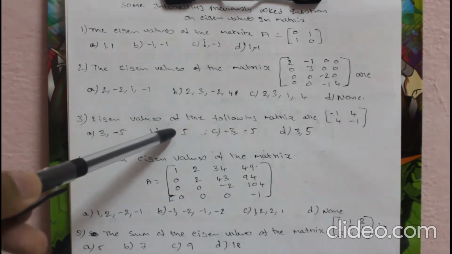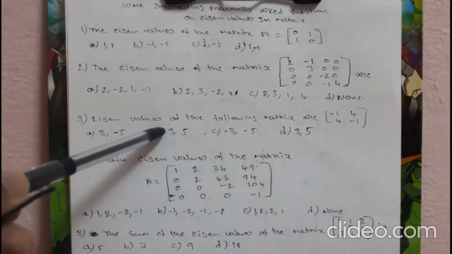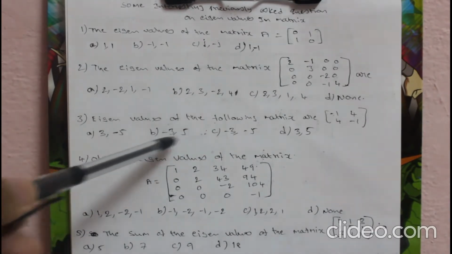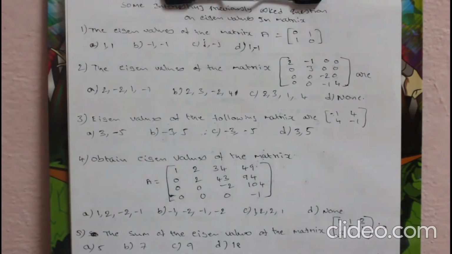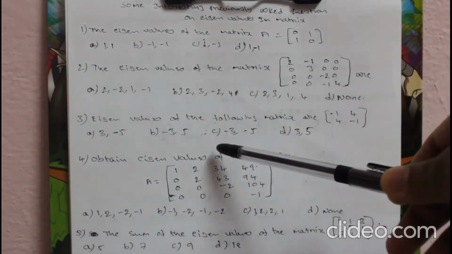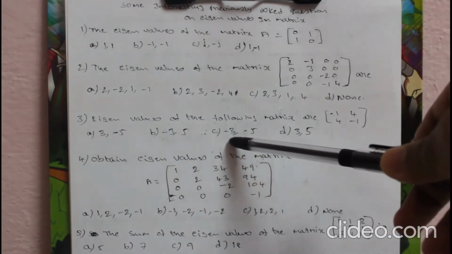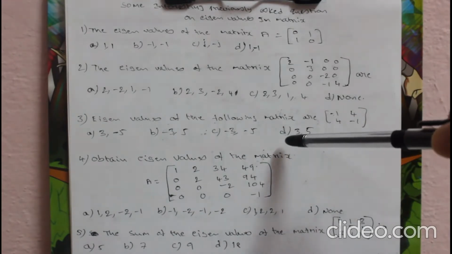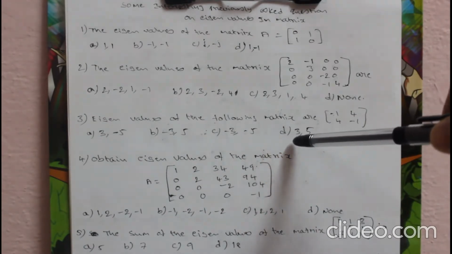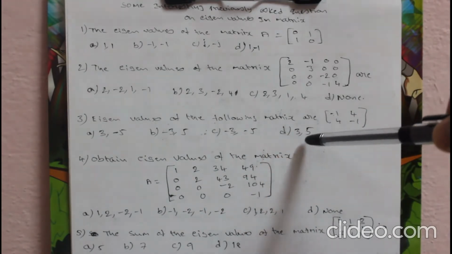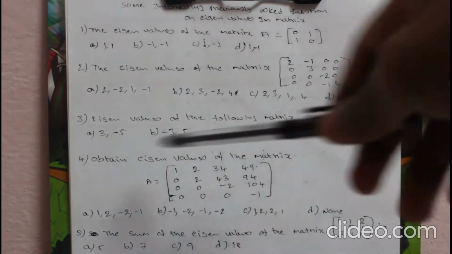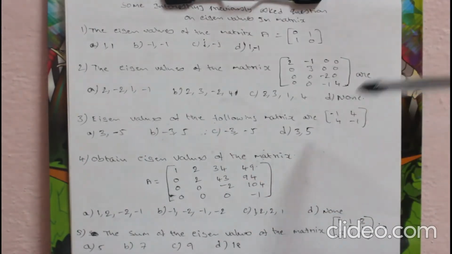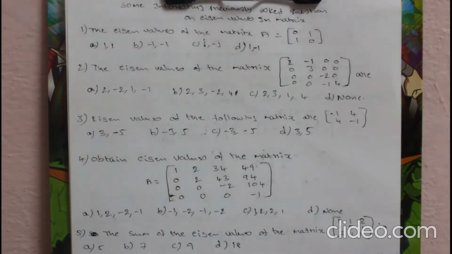B, minus 3 plus 5 is 2, which is not equal to minus 2. So option B eliminated. Look at option C, minus 3 minus 5, minus 8, it is not equal to minus 2, eliminated. Look at option D, 3 plus 5, 8, it is also not equal to minus 2. So option A is correct. So this question is also solved using the first point itself.